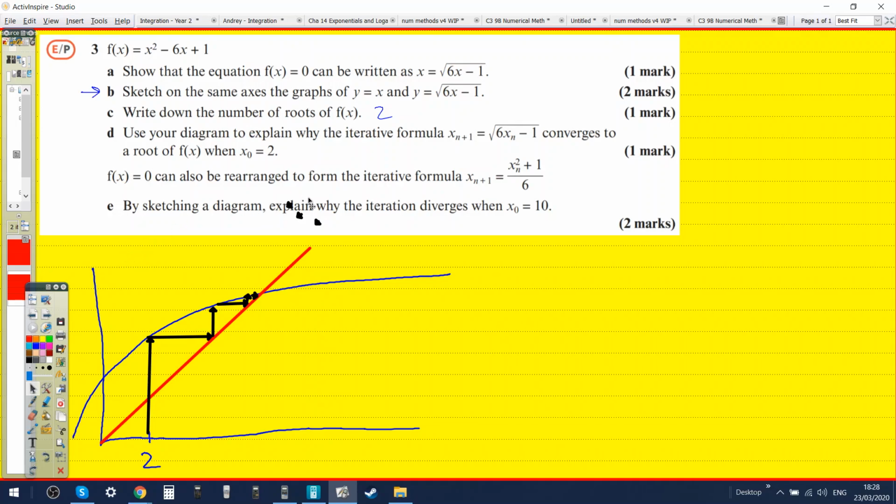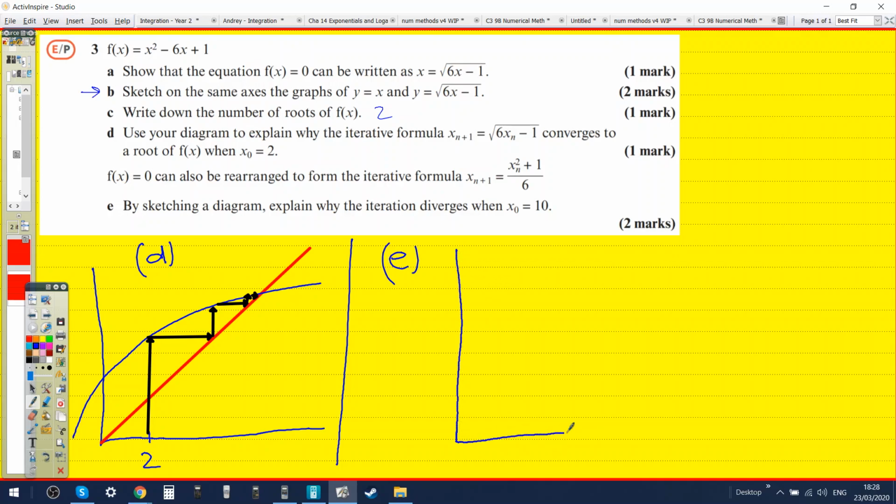So they then give you a different function for the next one. So how would you do that one? x squared n plus 1 over 6. And then, by sketching a diagram, explain why the iteration diverges when it's 10. So I would draw the graph first. I use my calculator. So that's x squared plus 1 over 6.